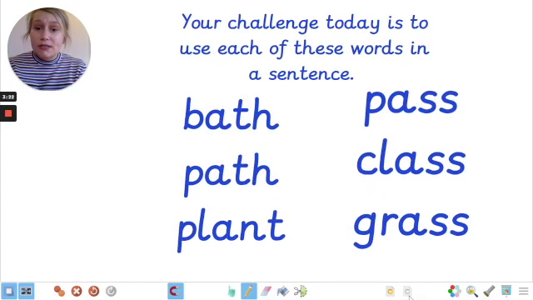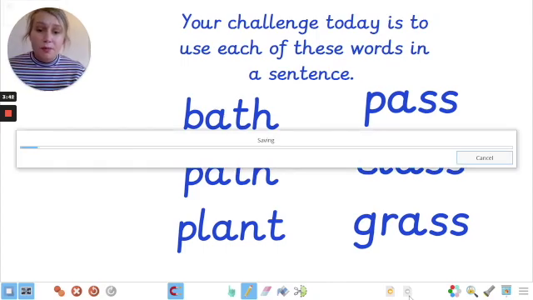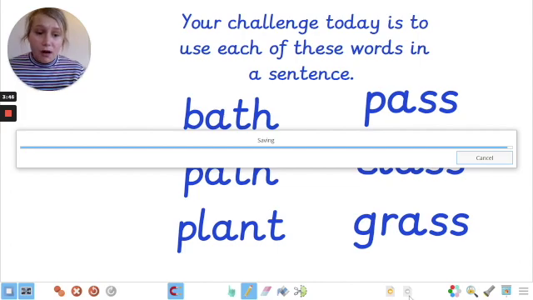So your challenge today is to use each of these words in a sentence. And remember, when you're writing them, I would recommend that you think of them with the A sound, bath, path, plant, pass, class, and grass, because they're much easier to spell that way. But lots of us in the area that we live in would read them with the R sound. Okay, so your job today is to use each of these words in a sentence, okay?